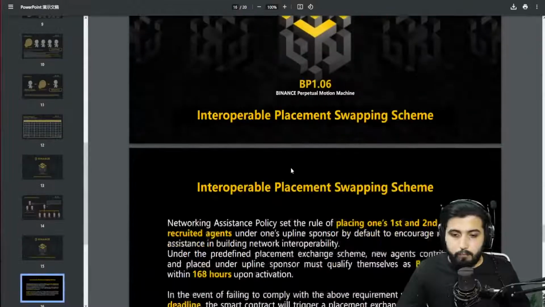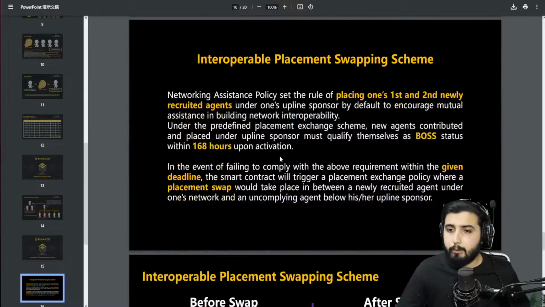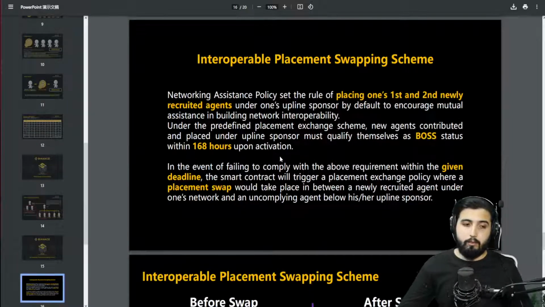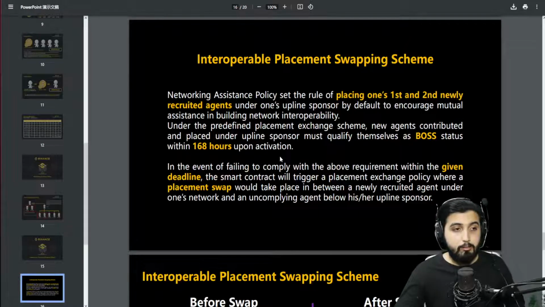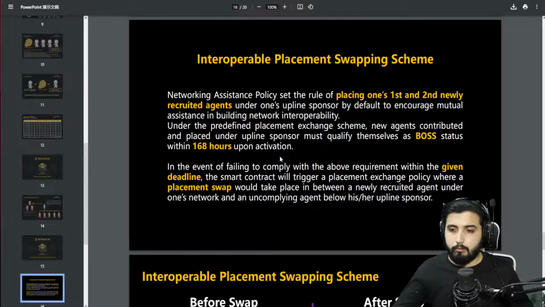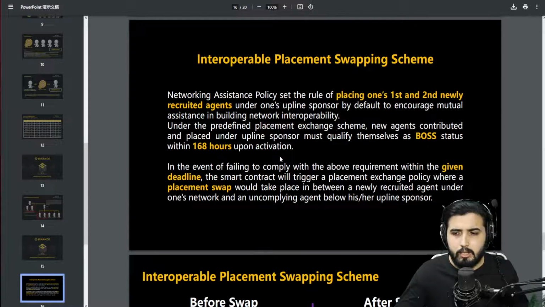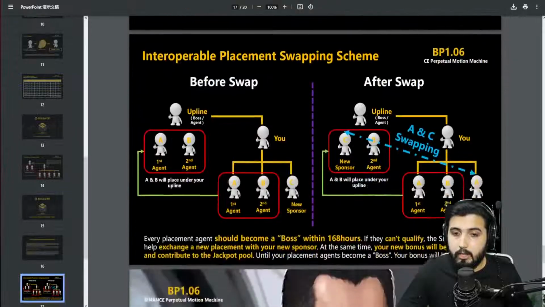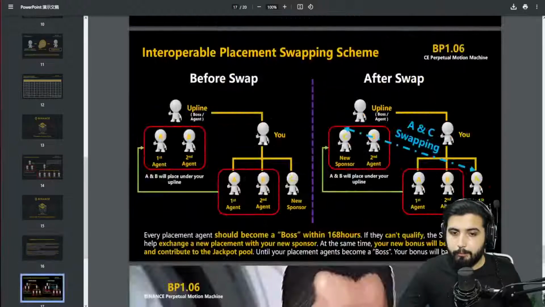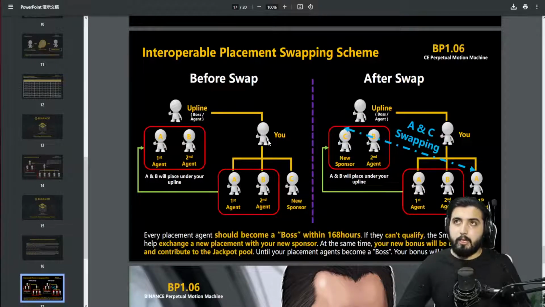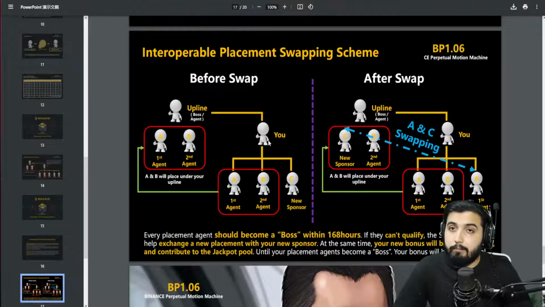And then moving forth, we have the interoperable placement swapping scheme, which is to incentivize people to get the boss status within the 7 days, which is 168 hours. And if they don't do that, then there's 20% that is deducted. Anyways, we're gonna get details on this. So what happens in this one is you have 7 days to become a boss, to get the boss status.